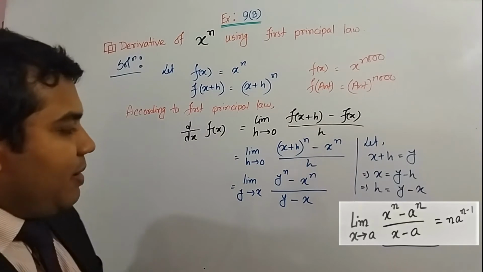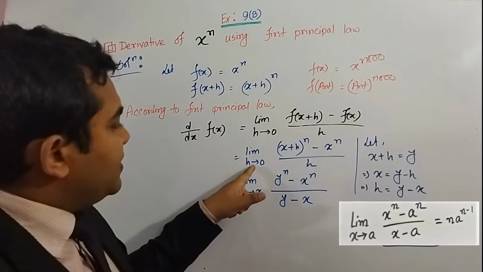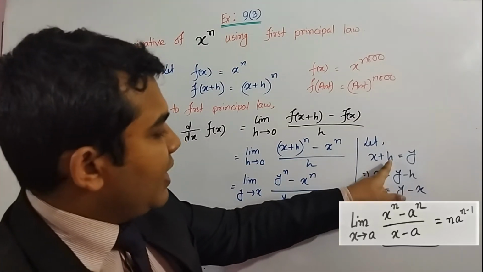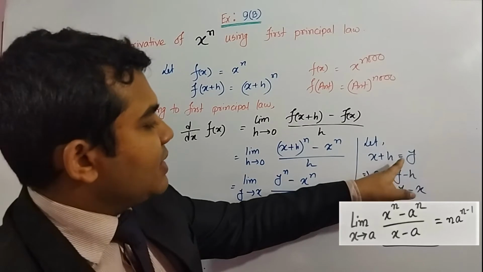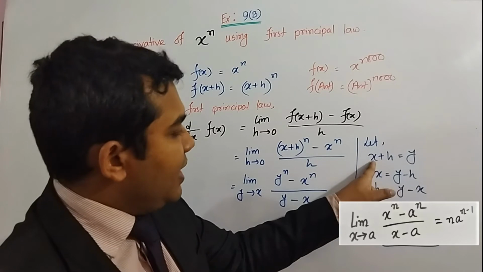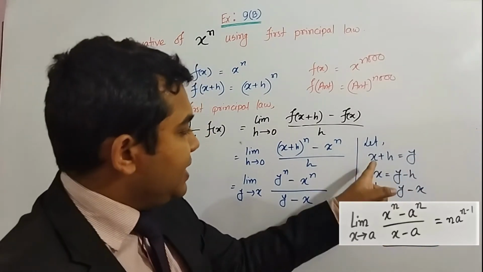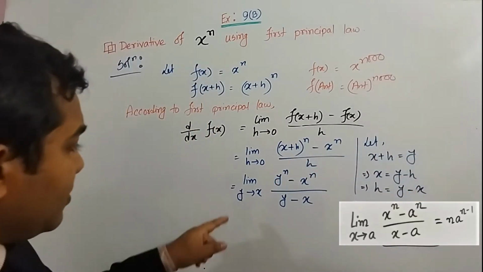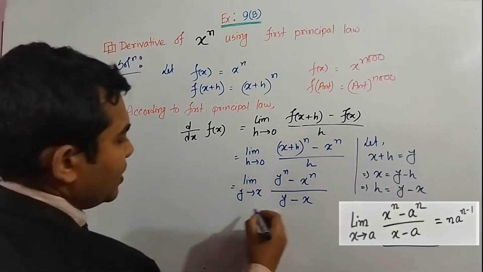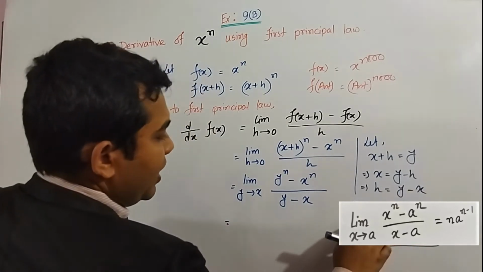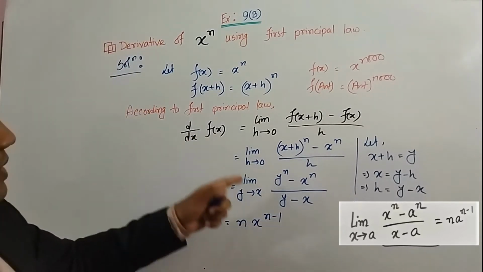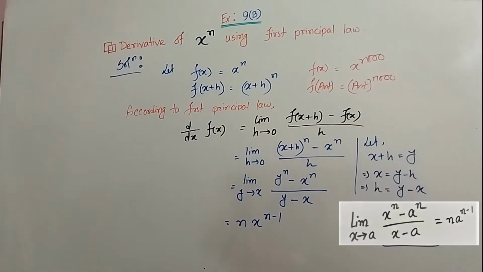Another thing may arise in your mind: why have we changed it? h tends to 0 is y tends to x. Okay, dear students, look at the board here. If x plus h is equal to y, and if h is 0, then x should be equal to y. That means y tends to x. Clear? That's why we have written it here. Now, according to this formula, we can write n x to the power n minus 1, and that's the solution of this.